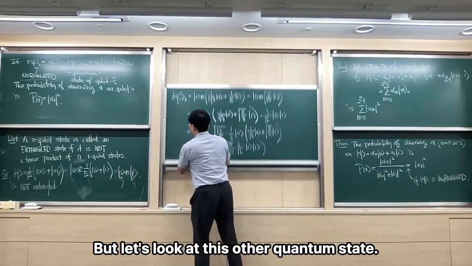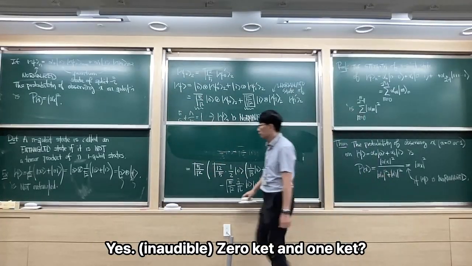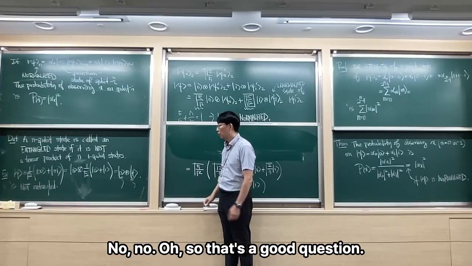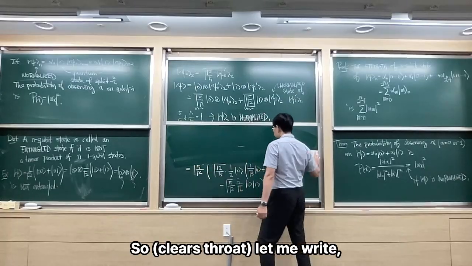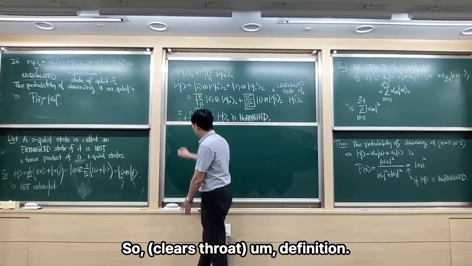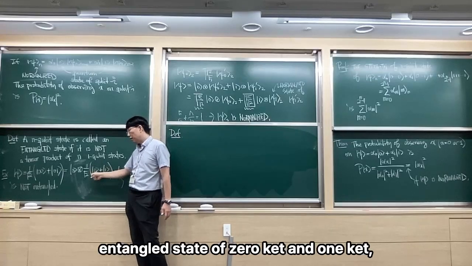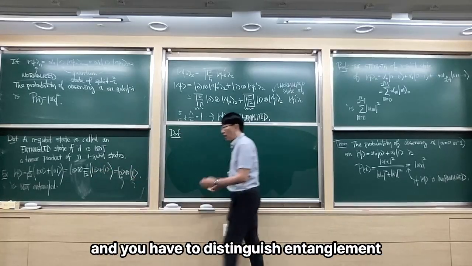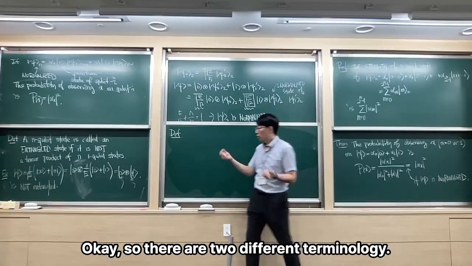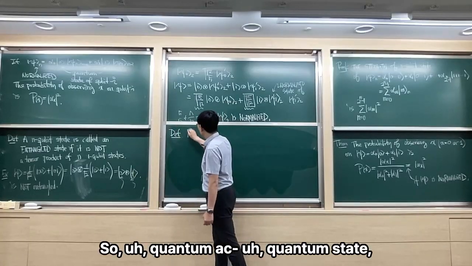But let's look at this other quantum state. Yes? No. Oh, that's a good question. So let me write the terminology again. Definition. The question is whether the plus ket is an entangled state of 0 ket and 1 ket. And you have to distinguish entanglement and superposition. There are two different terminologies. The plus ket is a superposed state. It's not an entangled state.